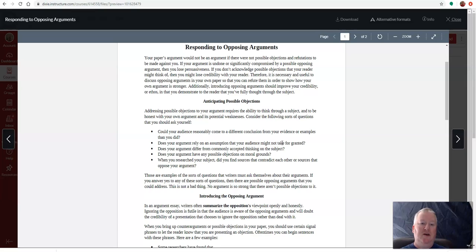Anticipating possible objections, addressing possible objections to your argument requires the ability to think through a subject. So if I'm writing on the legalization of marijuana, and I'm arguing that the prohibition of marijuana should be ended and that the criminalization of marijuana should be lifted, meaning that marijuana, cannabis, should be available for medicinal and recreational use, one possible objection is going to be that it's a gateway drug to harder drugs, right? That marijuana is a gateway drug to cocaine or heroin or other opioids.